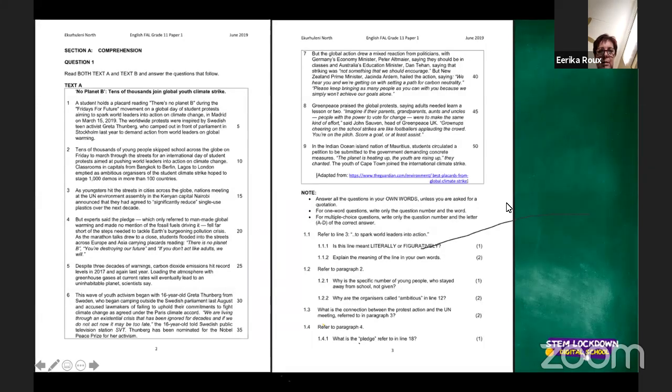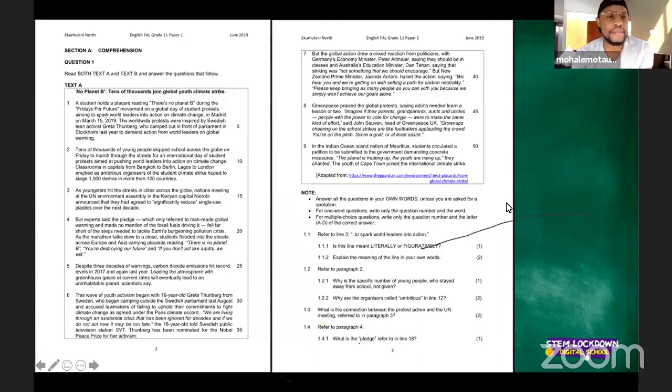Okay. Paragraph 3, it says, "As youngsters hit the streets in cities across the globe, nations meeting at the UN Environment Assembly in the Kenyan capital, Nairobi, announced that they had agreed to significantly reduce single-use plastics over the next decade." Then we go to paragraph 4. "But experts said the pledge, which only referred to man-made global warming, made no mention of fossil fuels driving it." We go to paragraph 5. "Despite 3 decades of warnings, carbon dioxide emissions hit record levels in 2017, and again last year."